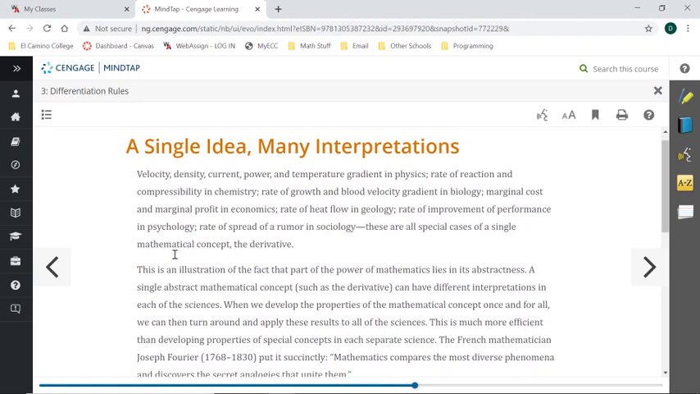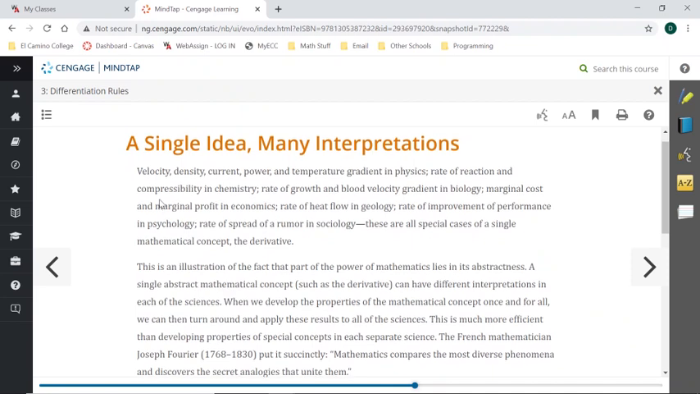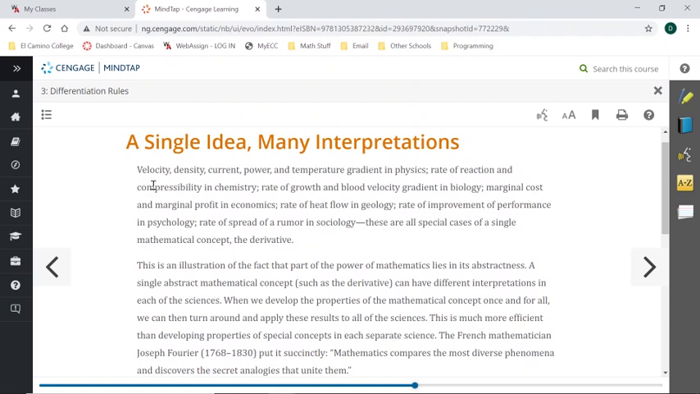Stewart summarizes the many interpretations for this idea of the derivative pretty well here in the book, so I'd like to take a look at this, read this together. So, velocity, density, current, power, and temperature gradient in physics. Okay. We've studied velocity. Density is the amount of mass per unit of space. So in a single dimension, the mass per distance. In 2 dimensions, mass per area would be density. In 3 dimensions, mass per volume would be the density.